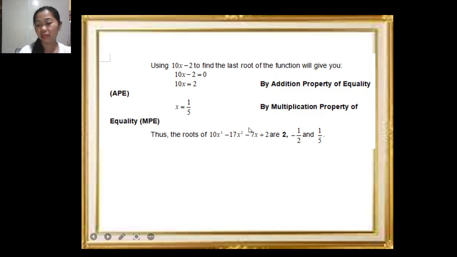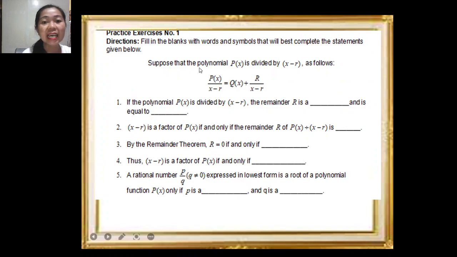Okay. So, ibig sabihin, yung roots of the polynomial function is the 0 of the function. Because when we substitute those values, it makes the function equal to 0. That's why they are roots of the polynomial function. Ayan. So, yung exercises natin, ito, fill in the blanks, napakadali naman yan. Kompletuhin lang natin yung mga statements at itong mga ito ay lahat nandun sa diniscuss ko kanina. So, you just complete the statements.